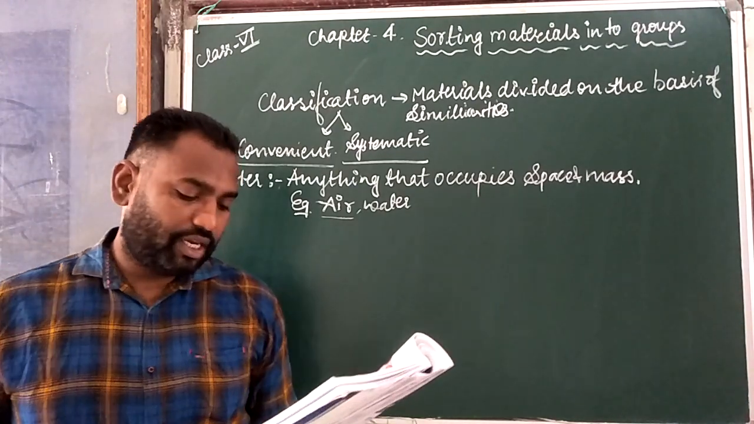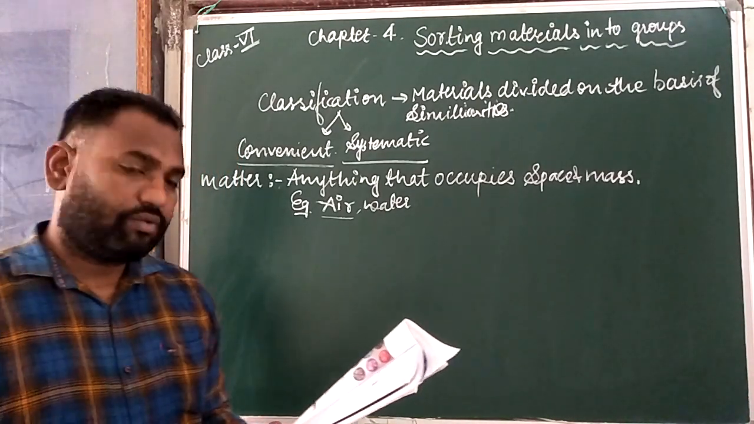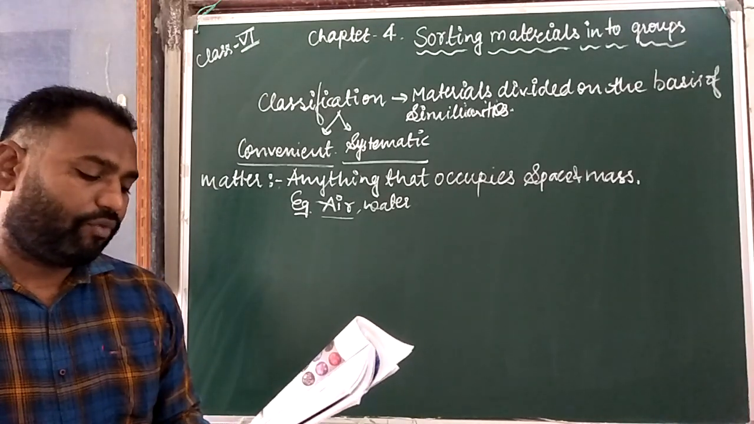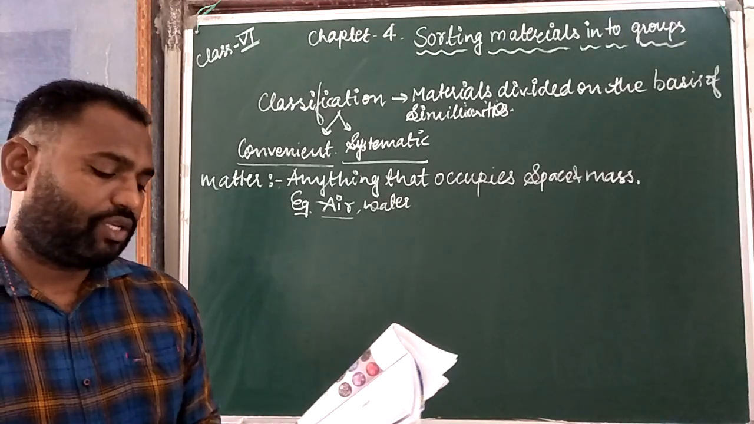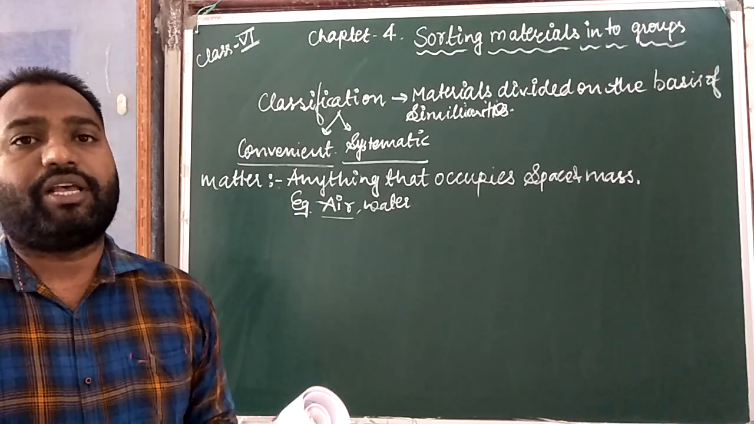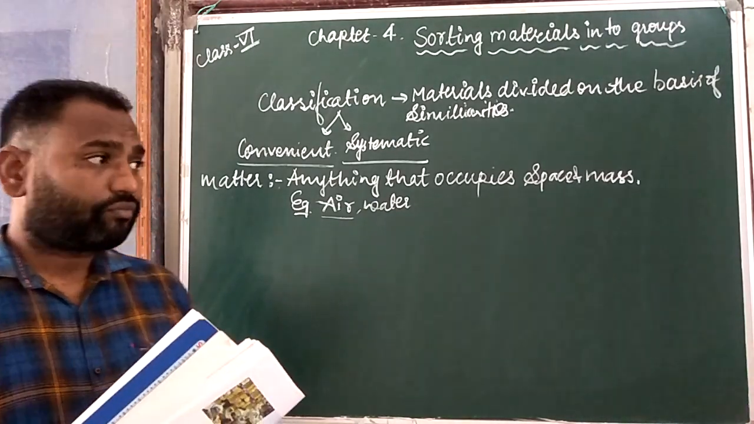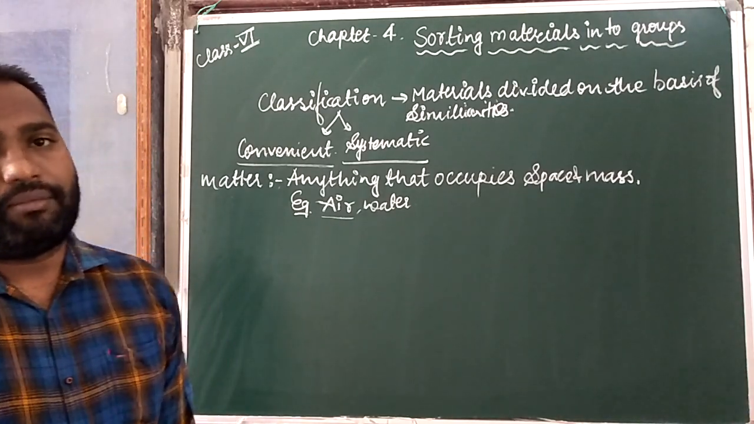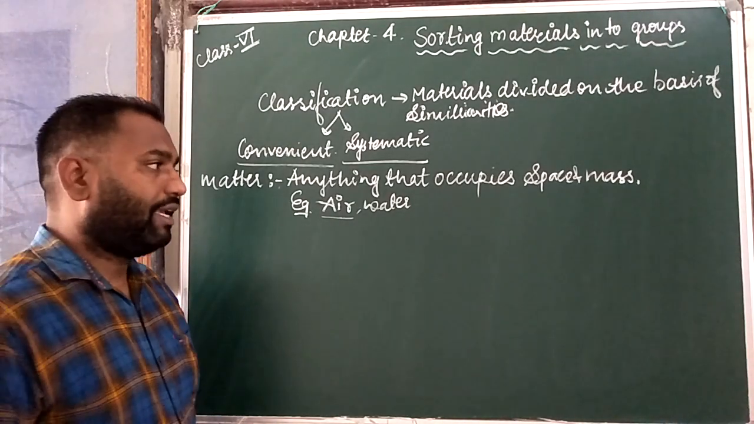Matter is made up of tiny particles called molecules. So many tiny particles are known as molecules. The arrangement of molecules decides whether an object is solid, liquid or gas. It means how the molecules of that matter are arranged decides whether it is solid, liquid or gas.